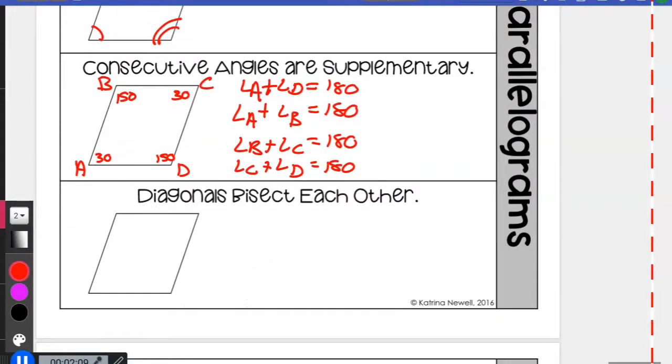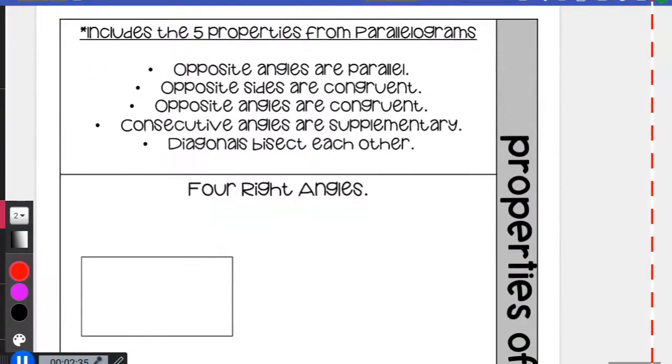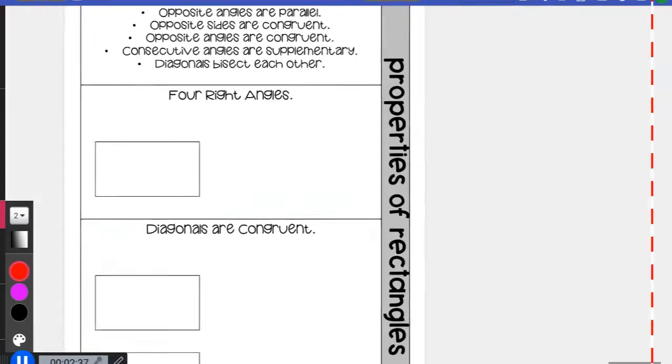And diagonals bisect each other. So draw the diagonal from corner to corner, and if they bisect each other, that means they're each cut into 2 equal pieces. So this point where they intersect would be a midpoint. Okay, that is parallelograms. Then we go on to rectangles.